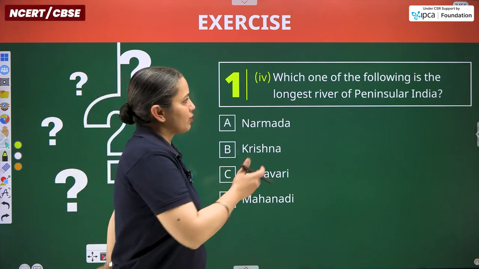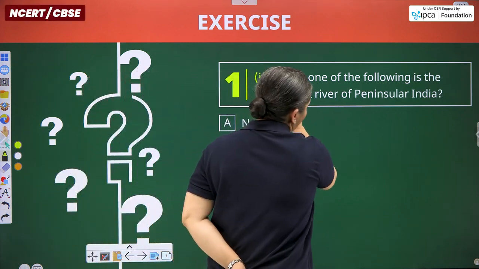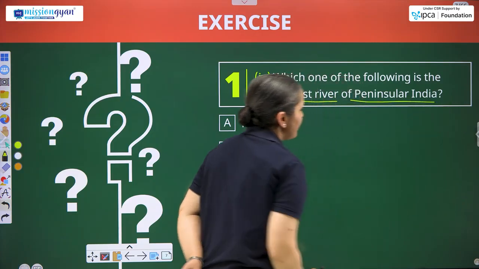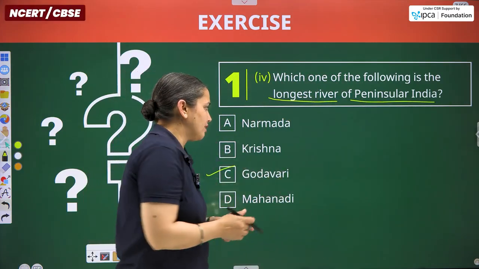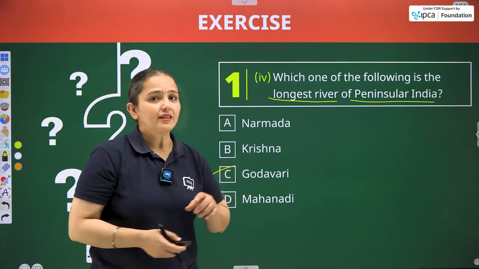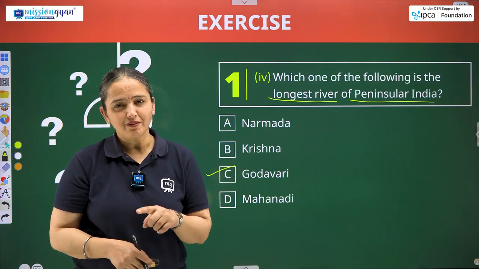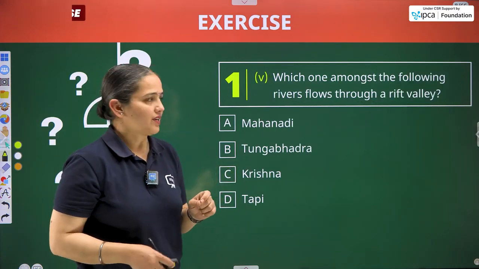Next question, which one of the following is the longest river of peninsular India? Also known as Dakshin Ganga. So it is Godavari. Krishna is also lengthy, but as compared to Godavari, it is lesser in length.